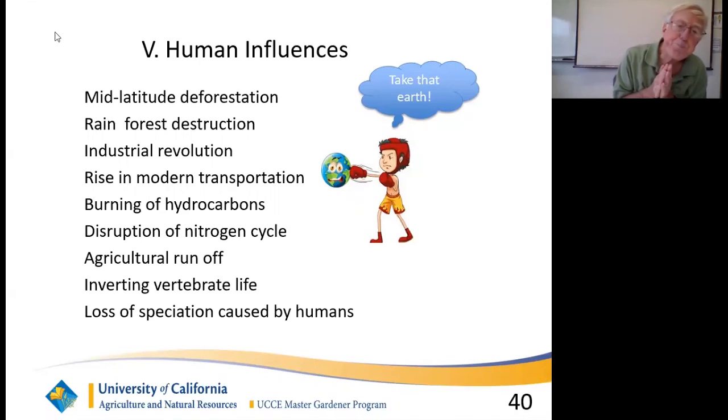What about the inverting of vertebrate life? Well, all that cultivation and livestock raising is inverting vertebrate life as well. Until recently, nearly all vertebrate life was wildlife. Today, only 3% of vertebrate life is wildlife. The other 97% is humans, our livestock, and our pets. The rest is gone due to hunting and habitat loss.